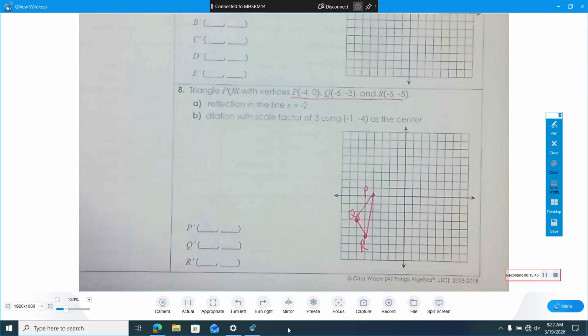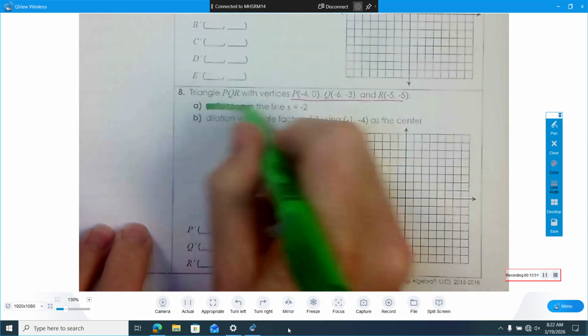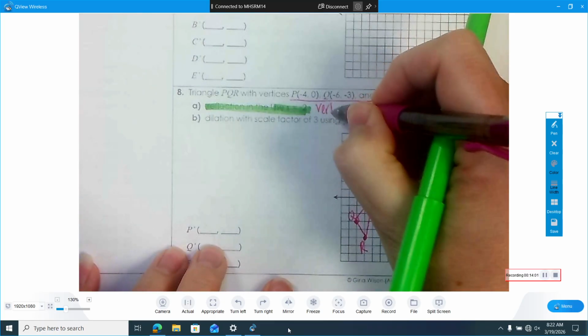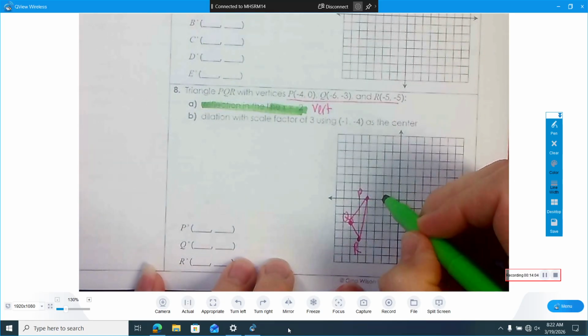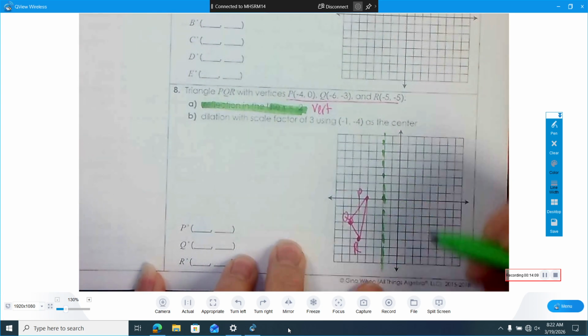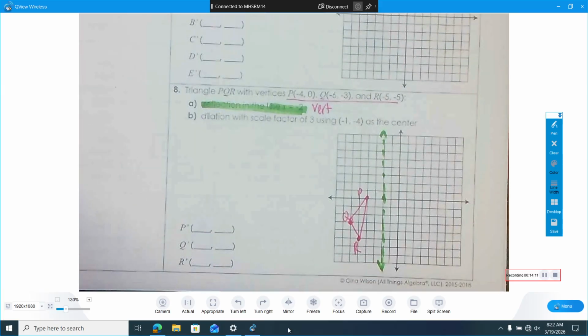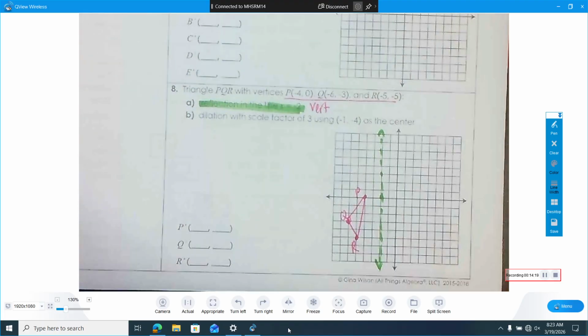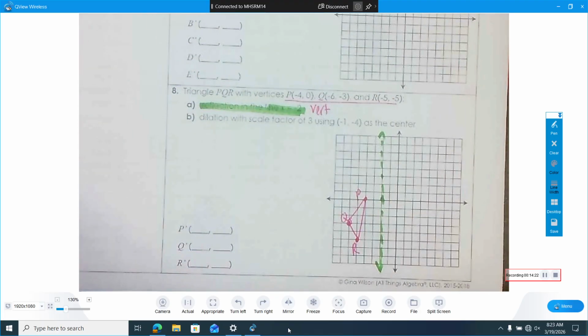All right. Then we have a reflection. A reflection in the line x equals -2. What kind of line is x equals a number? A vertical line. Yes, it is a vertical line. It's at -2 on the x-axis, and it passes through that. So this is our little line of reflection right here at x equals -2. So I need to reflect this triangle over this line. So it's going to be on the right side of our green line there.